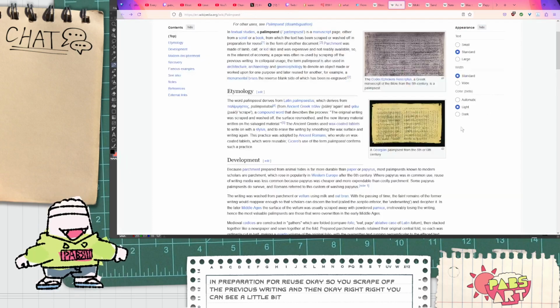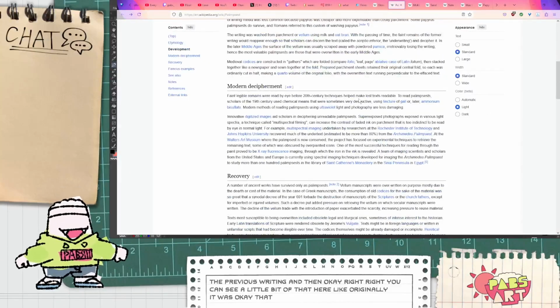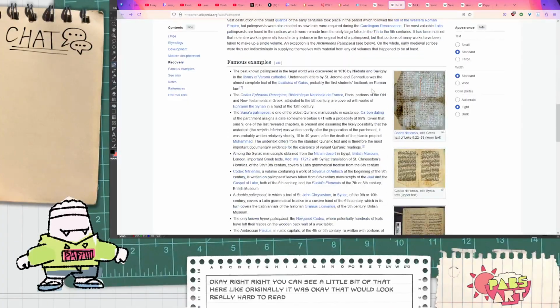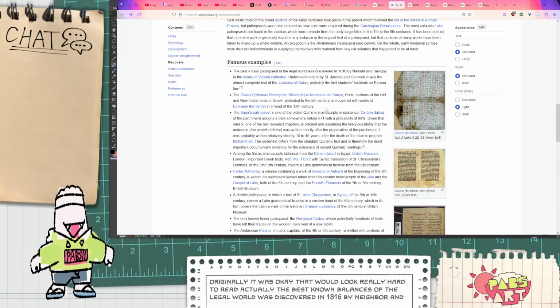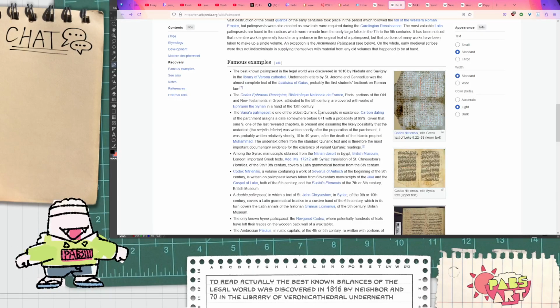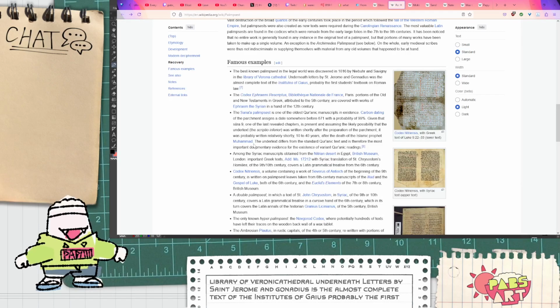You can see a little bit of that here. Like originally, okay, that would look really hard to read, actually. The best-known palimpsest of the legal world was discovered in 1816 by Niebuhr and Savigny in the library of Verona Cathedral. Underneath letters by St. Jerome and Gennadius was the almost complete text of the Institutes of Gaius, probably the first student's textbook on Roman law.